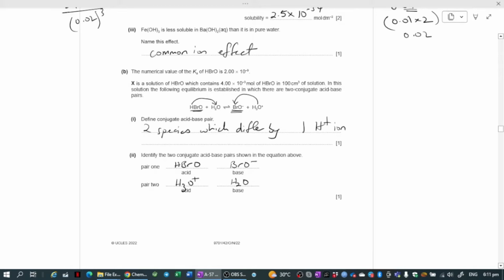And this is how you identify these things. So you consider the forward reaction. HBrO donates the proton to water, right? And the species that is formed becomes the conjugate base.